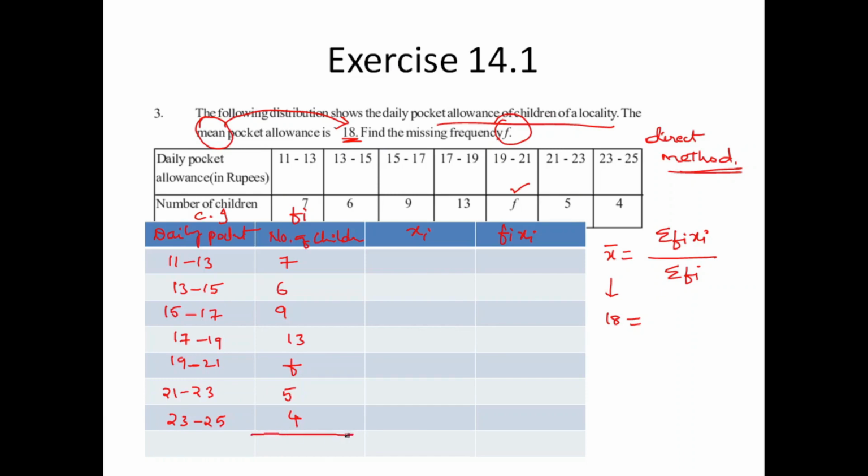Okay, so I need to remove this one anyway, right? Because you need to substitute in the denominator. So f also I should be adding, right? Okay, now x of i. How do I find the value of x of i? The middle number of the class intervals is your x of i. So when I find this, I'm having all this part here, right? Now, the next thing is your f of i into x of i. You need to do these two multiplications, right?